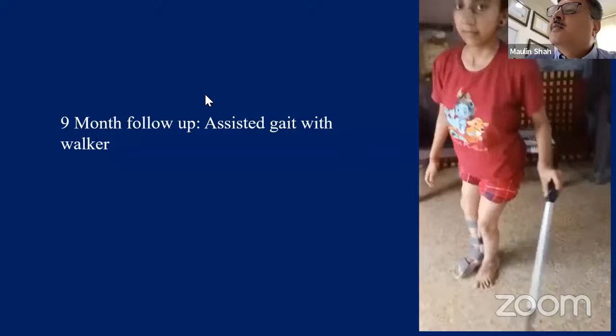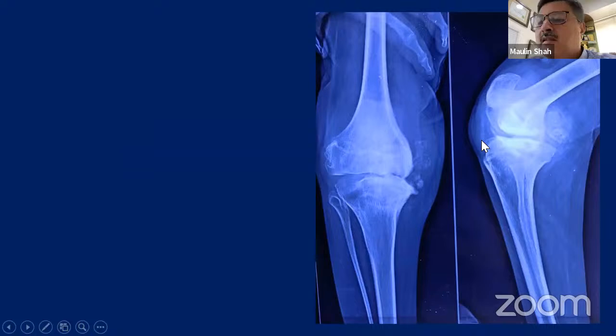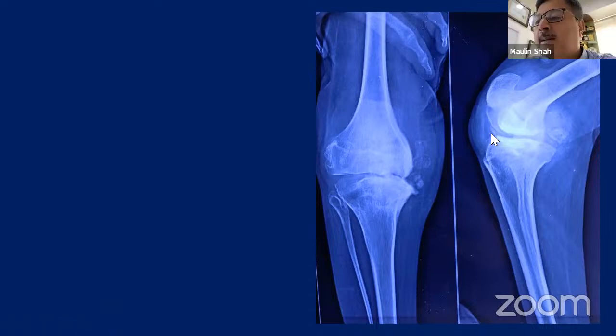And the problem is now with her knee joint. Can you show the X-ray of knee joint? Yes, sir. So this is the other challenge we have. She has this Charcot joint, and I don't know what to do with this.